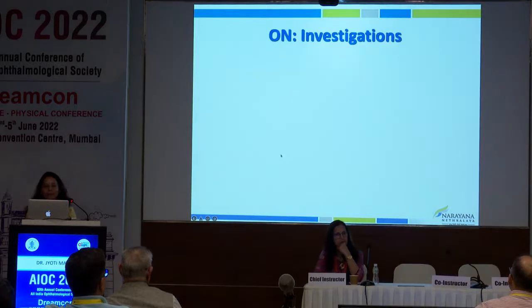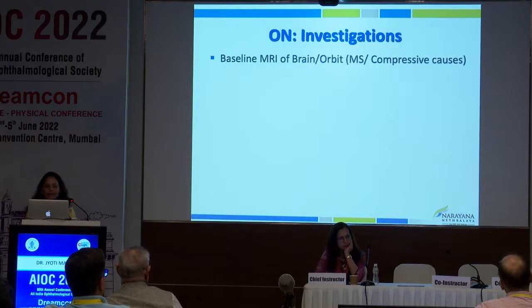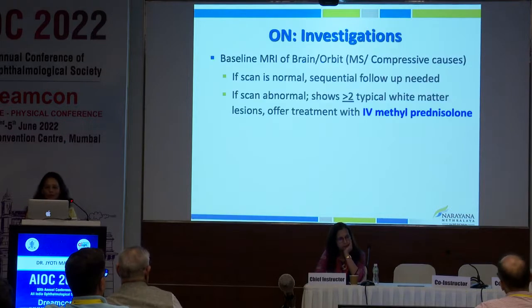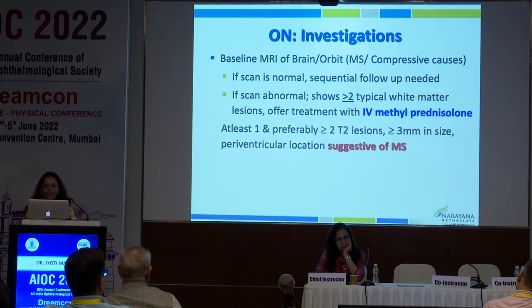These are hyperintense lesions. So how would you investigate? Baseline MRI scan. If normal, just sequential follow-up. But if there is the presence of 2 typical white matter lesions or more, we have to treat with IVMP. Now, IVMP is on the basis of the ONTT trial, but remember, this is only to hasten the recovery. It does not do anything to the outcome. Even if you don't give it, eventually the patient is going to recover, but it will do it faster. And if you have this particular criteria, you are suggesting MS.